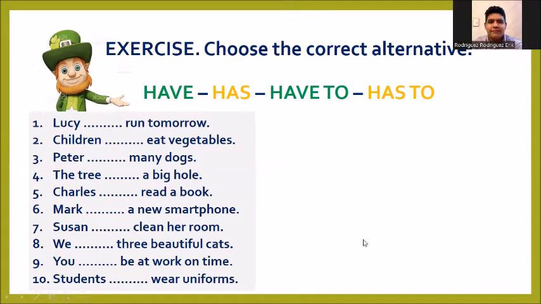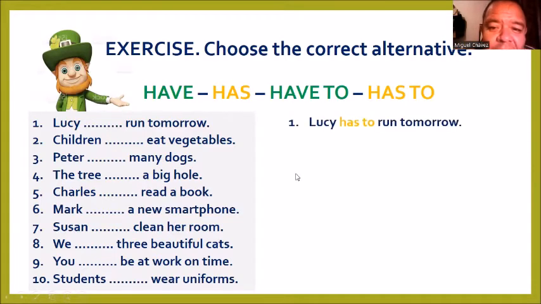Me. Okay, please. Lucy has run tomorrow. Run tomorrow. Repeat it, please. Lucy has run tomorrow. Because in this case, we are talking about obligation. Okay. Lucy has to run tomorrow. Exactly. Be careful because run is a verb. Okay. Let's see. Lucy has to run tomorrow. Thank you so much. Another volunteer, please.